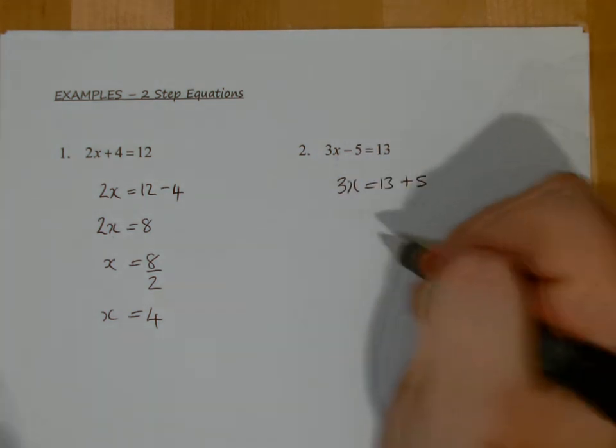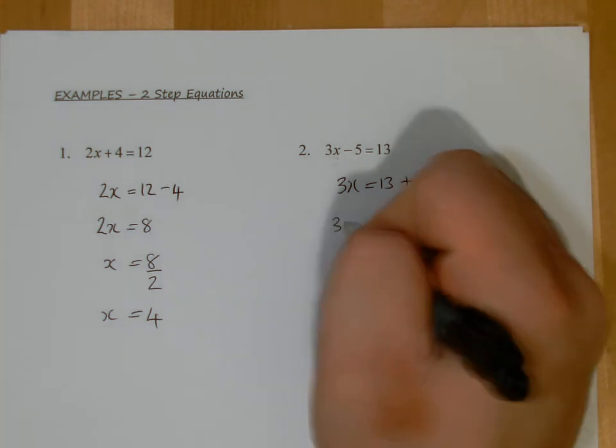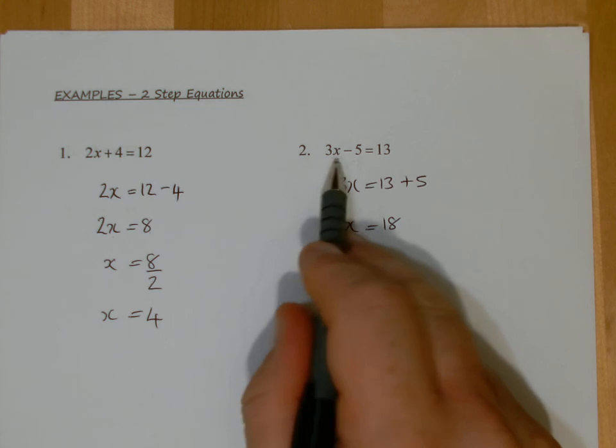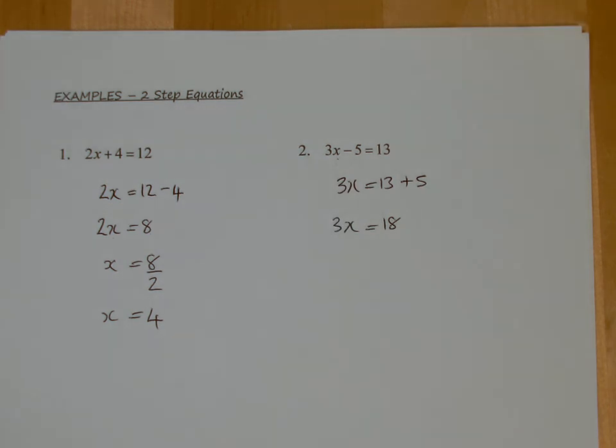then we get 18, yeah? Okay, so 3x has got to equal 18, of course. You can just check it. Go through there and check it. It's got to be 18, yeah? Because you take away 5, you get 13.